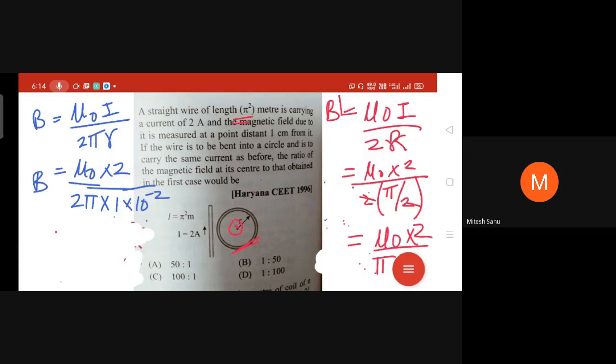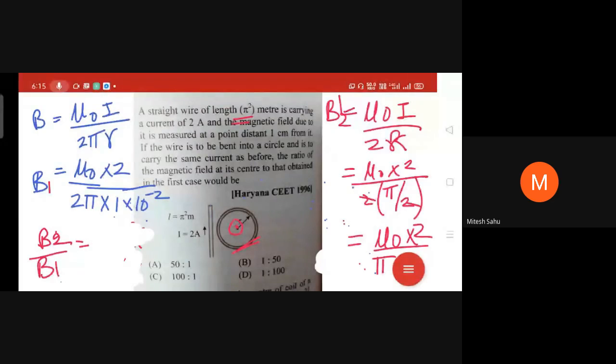इसको B dash कहते हैं और इसको B. The ratio of magnetic field at its center to that obtained in the first case. So ratio किसका लेना है? B dash. इसको B1 और इसको B2 कहती हूँ मैं. So B2 upon B1 का रेशियो लेना है. So B2 क्या है मेरे?